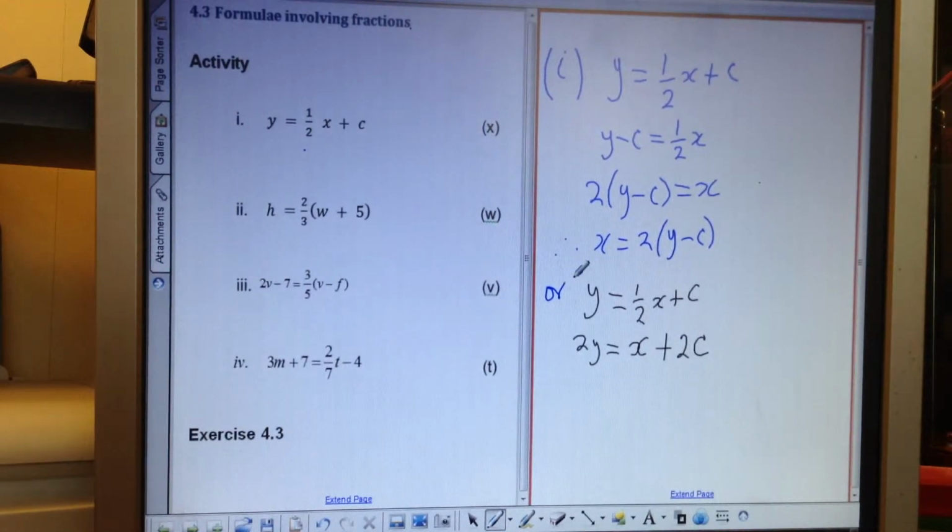That means we then have 2y minus 2c equals x. But there's a common factor of 2, so we factorize 2 out to get y minus c equals x, which is the same as the one over there. Therefore, our x equals 2 into y minus c.